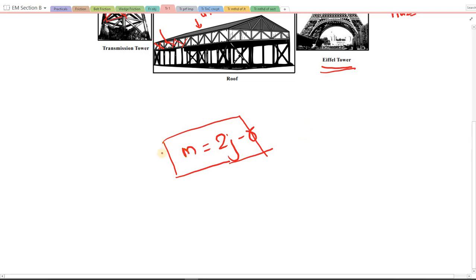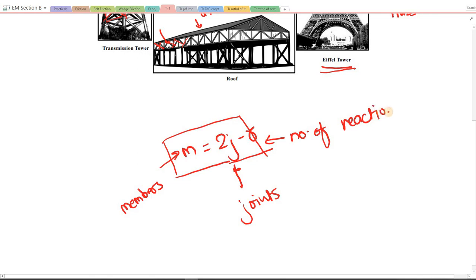Now come back to the equation where we decide whether a truss is perfect or imperfect. m is the number of members, j is the number of joints, and r is the number of reactions that a truss can have. When we say reactions, the number of reactions will be Fx, Fy, and moment. That's why whenever we say m = 2j - r, we can simplify it and write it as m = 2j - 3.